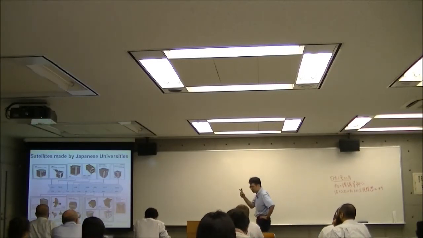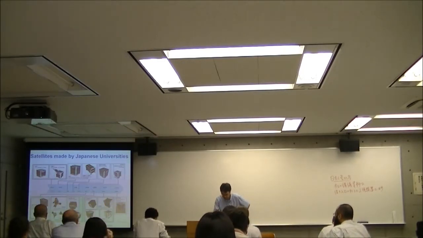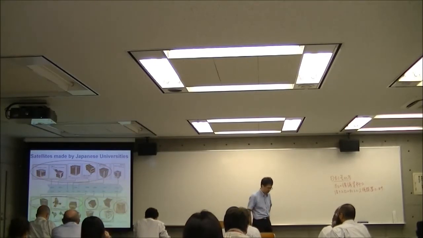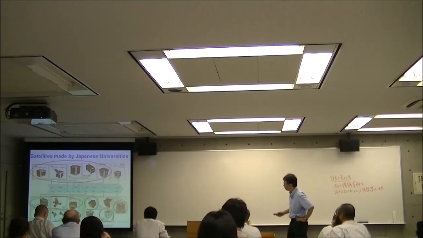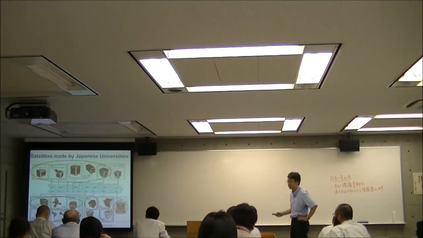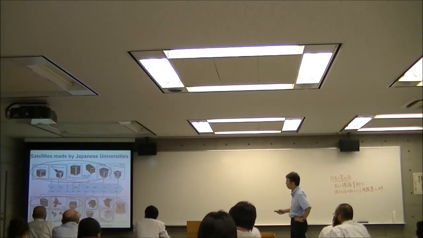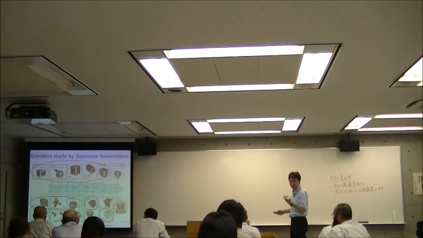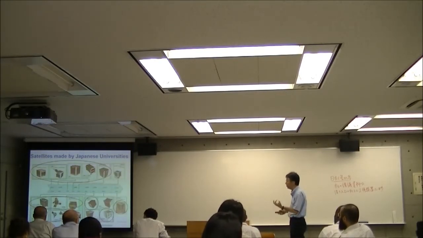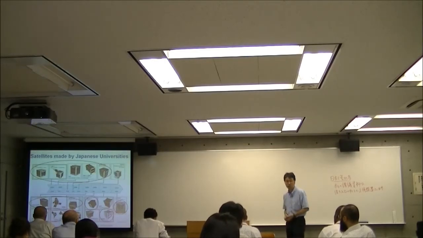And the important thing is that, from these universities, this left circle part was the universities who already participated in CanSat. So most of the universities that developed this kind of space systems participated in CanSat development. This is some evidence that CanSat was a very good starting point for many universities to develop this kind of space systems.